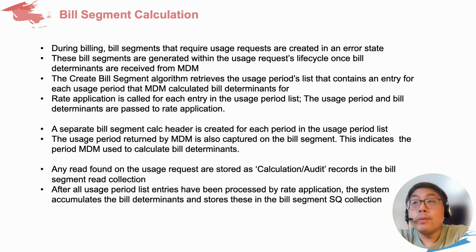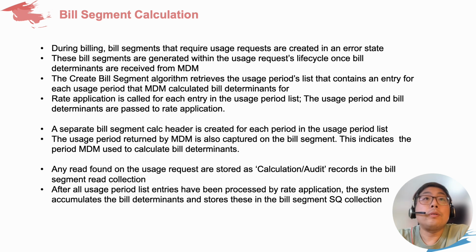Okay, so over here, just remember the create bill segment algorithm is triggered after MDM sends back the bill determinants. If you want to do something about it, or add some additional characteristics, let's say there are additional characteristics or additional information on the bill segments, you can customize it, or as I said, aggregate consumption, etc. So these are the two very important algorithms running during this life cycle.